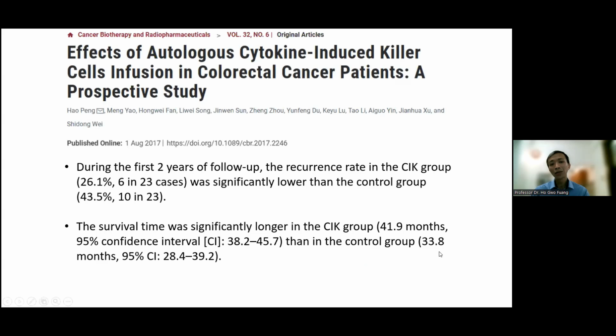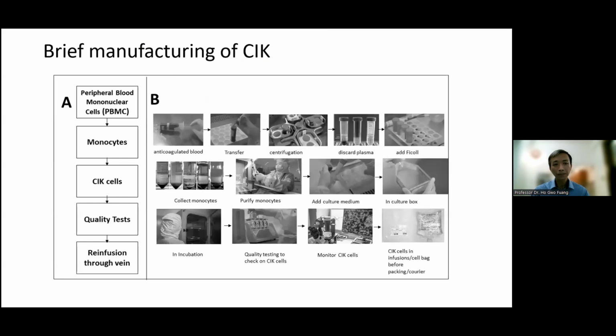So that means cell therapy may also work for those traditionally cold tumors. Colon cancer, most of them are cold tumors. They are either immune desert or immune excluded. But using the cell therapy technique may be one way to improve the outcome.